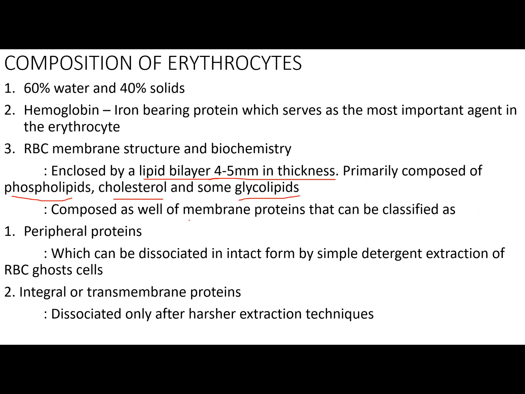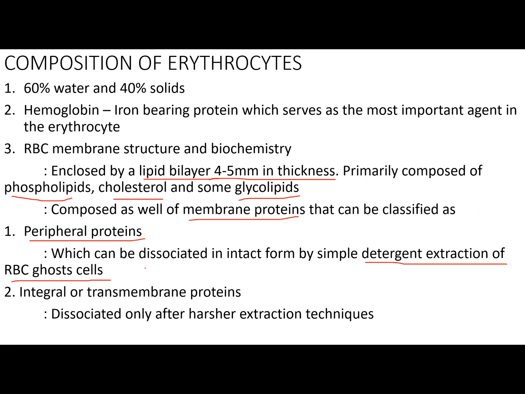Now, they are composed as well of membrane proteins that can be classified as two types. Meron tayong dalawang types, class, ng membrane protein. We have what we call the peripheral protein, which can be dissociated in intact form by simple detergent extraction of RBC, producing what we call ghost cells.